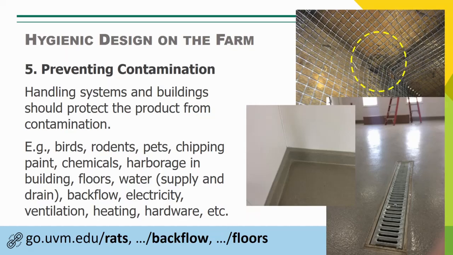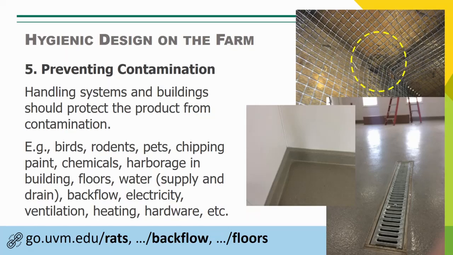So this could include things like birds, rodents, pets, chipping paint in the building and in the structure, any chemicals that might be stored in the same place where we're washing produce. Harborage in the building. We talked a little bit about how curbing and coving can help us make that transition between a floor and a wall and prevent harborage. Floors, water supply and drainage, even thinking about where the water goes when we're done using it to wash produce and making sure that we're intentional about that.